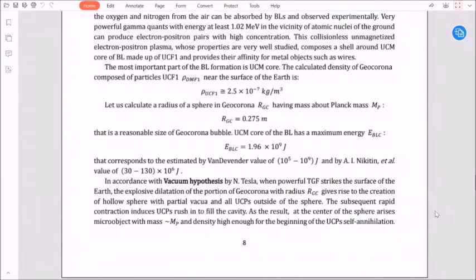The most important part of the ball lightning formation is the UCM core. The calculated density of geocorona composed of particles UCF1 near the surface of the Earth is about 10 to the minus 7 kilogram per cubic meter. Let us calculate the radius of a sphere in geocorona having mass about Planck mass. It's about 0.275 meters. That is a reasonable size of a geocorona bubble.